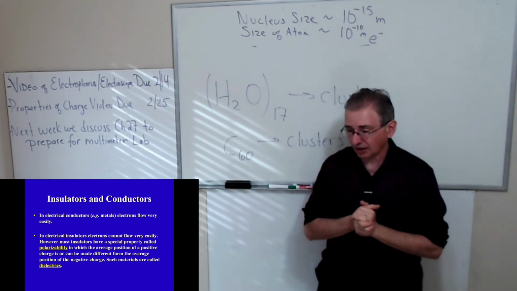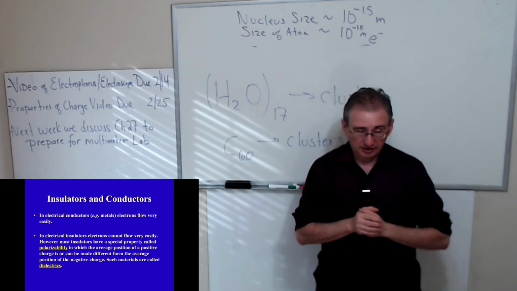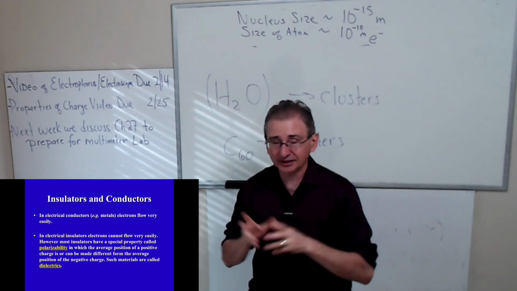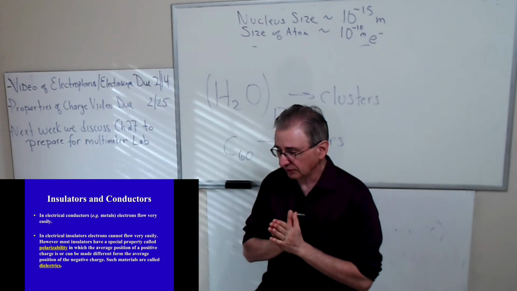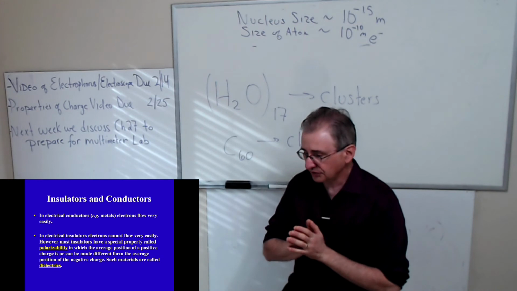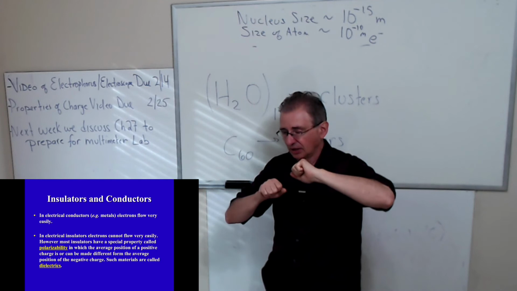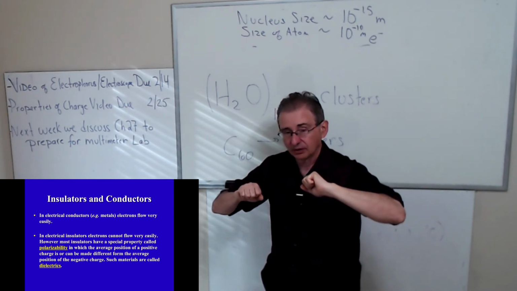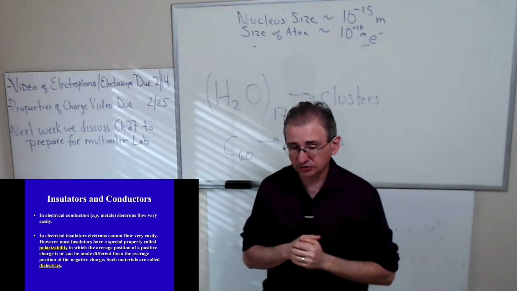And then I'm also going to talk about the opposite, the insulators. What's an insulator? An insulator is a material in which the electrons cannot flow at all. Ideally, they don't flow at all, but we can say that they don't flow very easily. Most insulators have a property called polarizability, in which the average location of the positive charge and the average location of the negative charge can be separated, forming something called a dipole. Of course, these materials are called dielectrics.